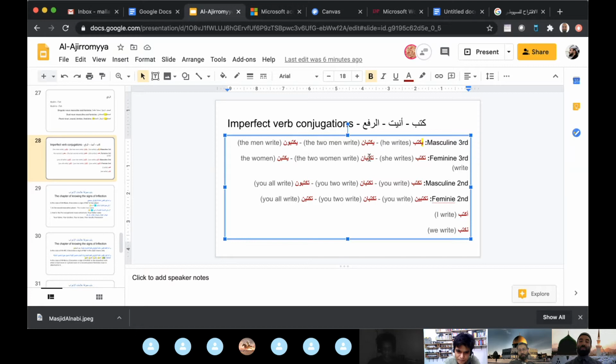So we will treat all these 3 as 1. Actually, I'll do the math here as well, since this is not a math class. So yaktubani is 1, yaktubuna is 2, taktubani, taktubani, taktubani, that's 3, taktubuna, that's 4, taktubina, that's 5.